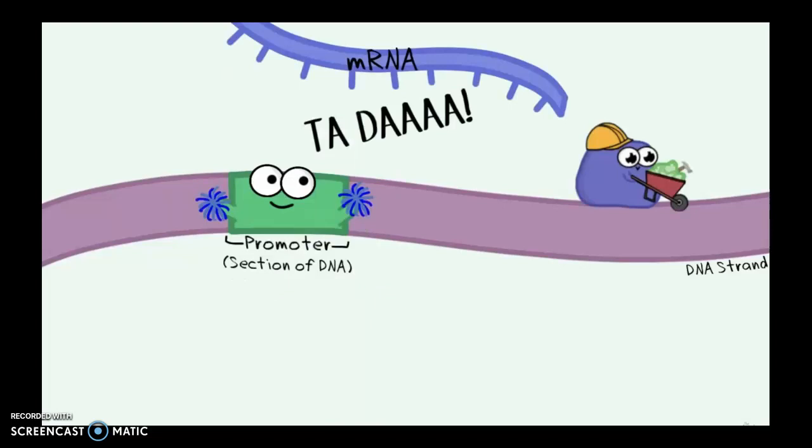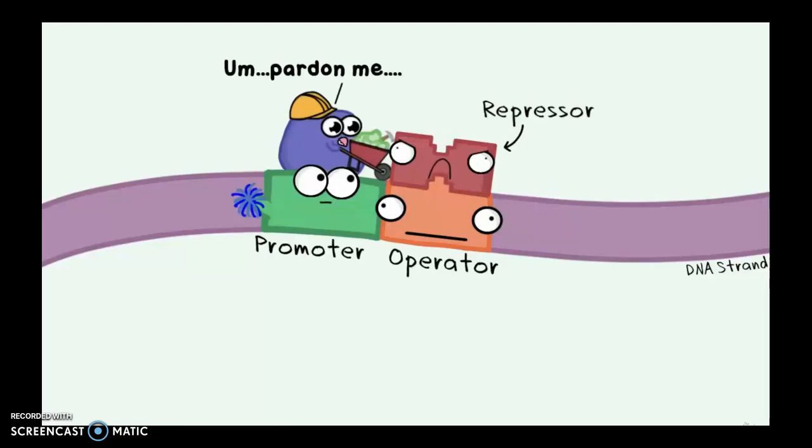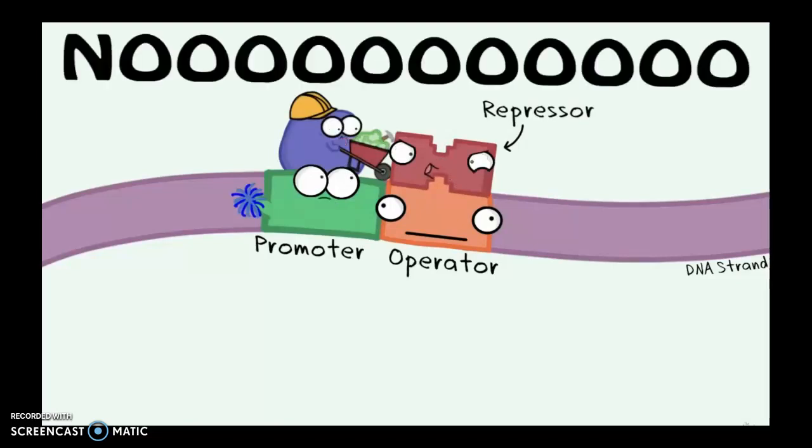But there's this other sequence of DNA called an operator. The operator is a part of the DNA where something called a repressor can bind. The repressor, if bound to the operator, blocks RNA polymerase, and poor RNA polymerase cannot move forward and no mRNA can be made, therefore no proteins.